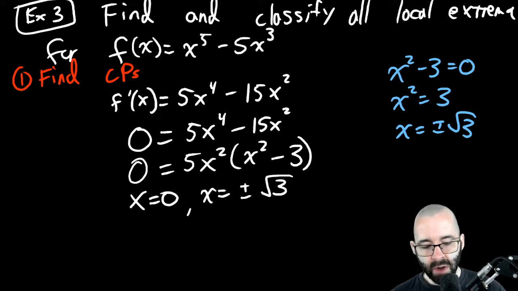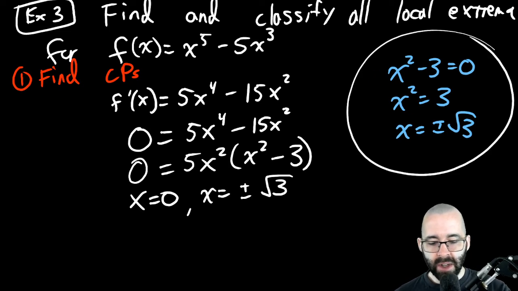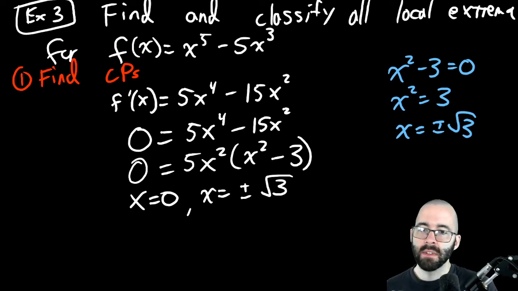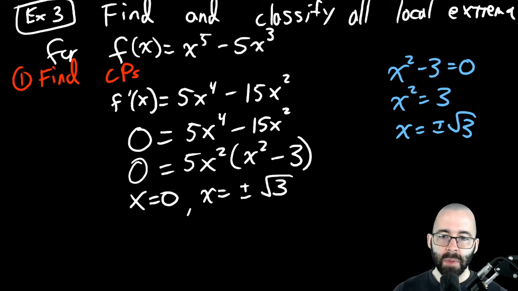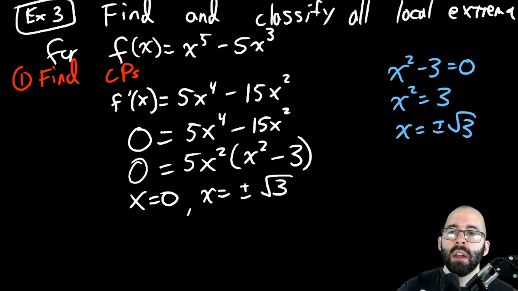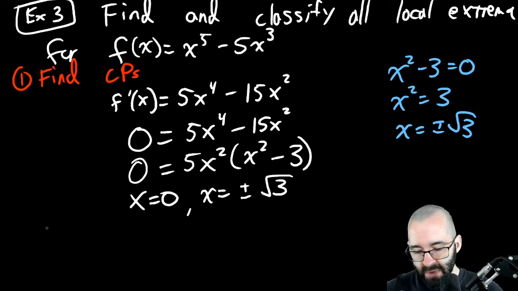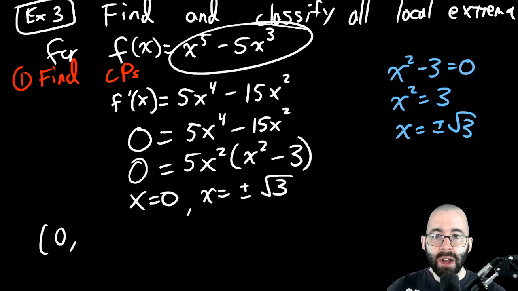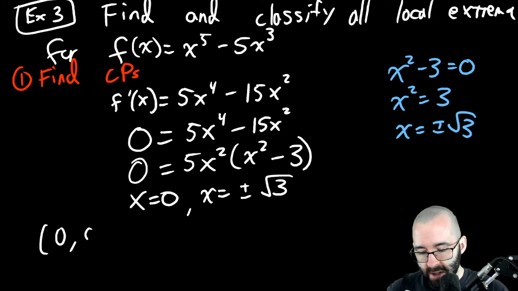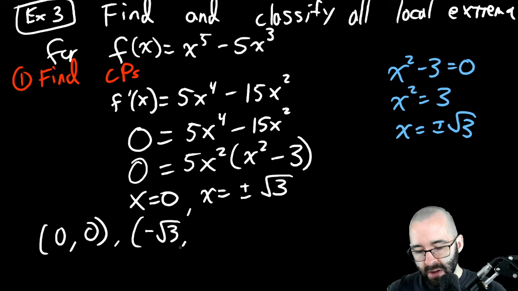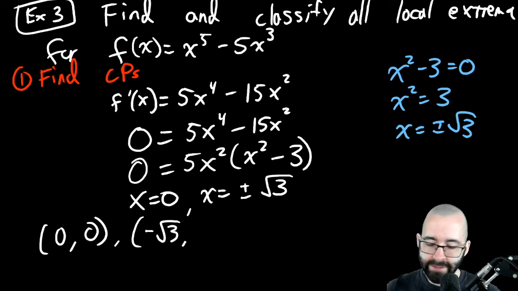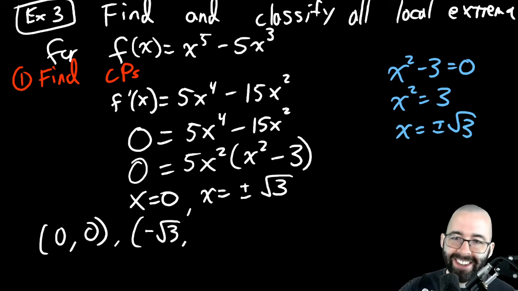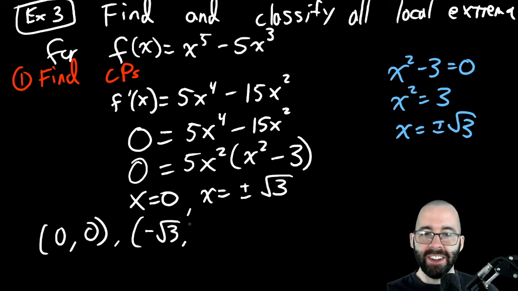Can be a good idea to go off to the side to do calculations if you want to save a little bit of space. Okay, so we have critical points at 0, comma, plug this in to the original function. Original function gives you our y values. Critical points at 0, comma 0. At negative square root of 3, comma something. I'm going to use a calculator on this one.